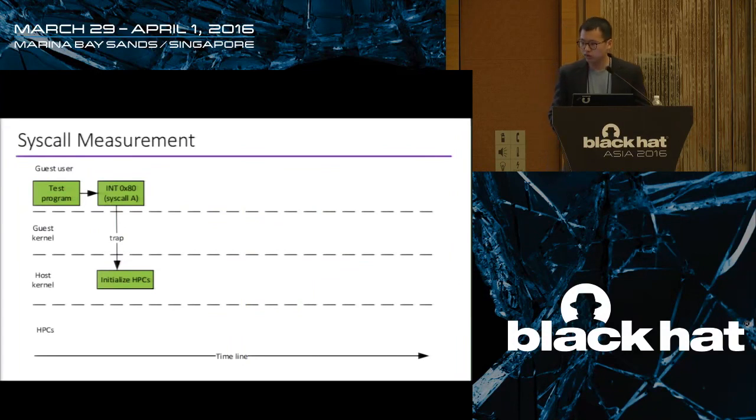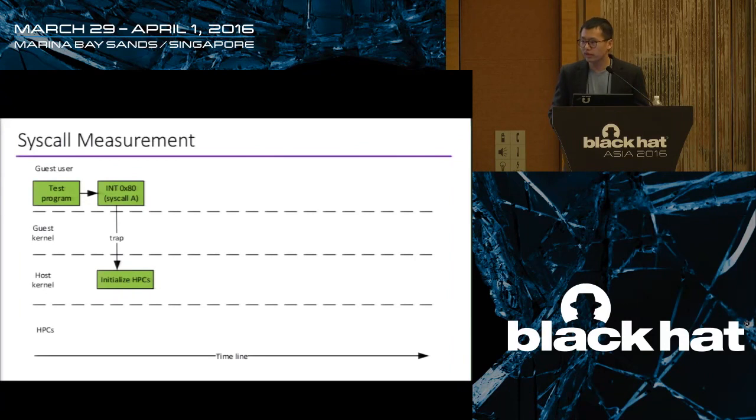So I'm going to show a detailed flow at the very low level, how we monitor different events when you launch the test program. So first you start the test program in the guest user space. And here, we're monitoring syscalls, but notice that I'm using an example instruction int 80 to enter the syscall, but there are also other ways to enter syscall, like sysenter or syscall. But here I'm just going to use this as an example.